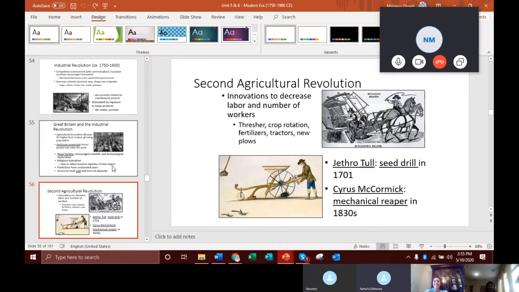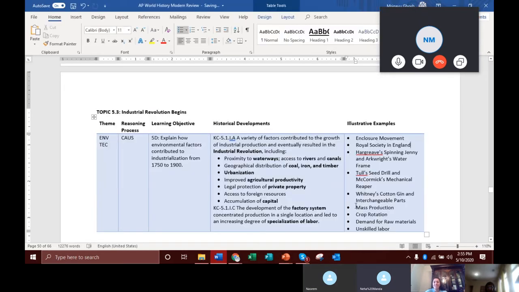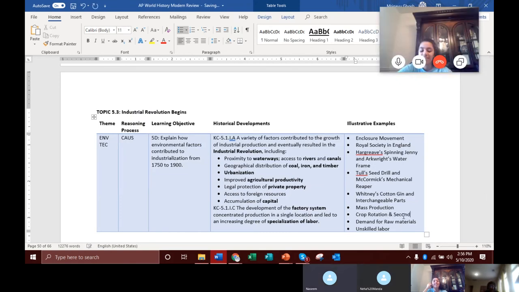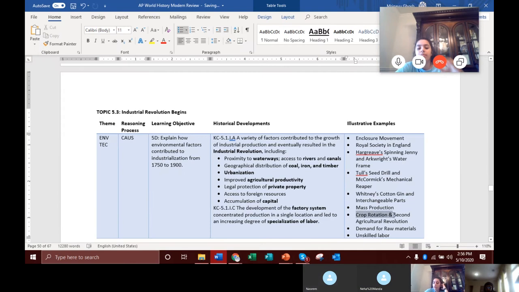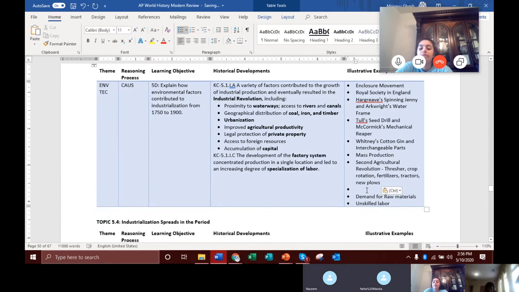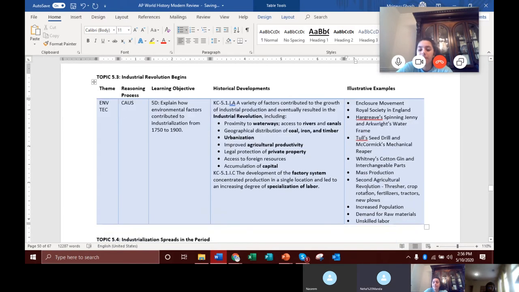I don't even notice. Okay, second agricultural revolution. Sorry, we can say preparation and second agricultural revolution. Okay, we talked about Tull's seed drill and McCormick's mechanical reaper. These are some other things we can put in there. We'll say this. Increased population. Yes. Okay.